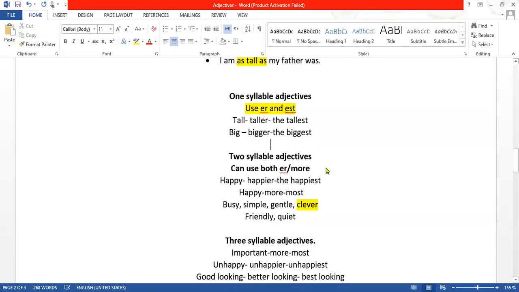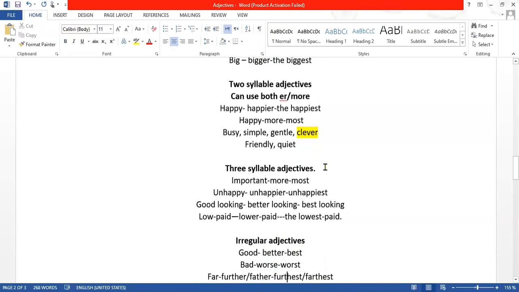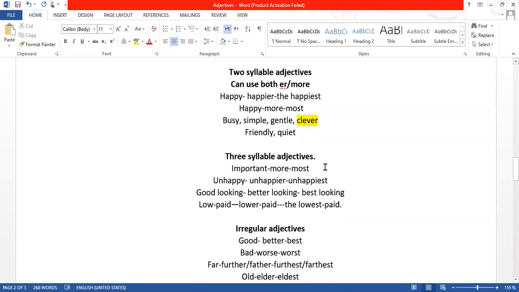So these two syllable words are always confusing. Remember, you don't know how to use more with it and most with it. For example, this busy, okay? We can say busier, he's the busiest person, or you can say he's the most busy person. So there are certain words that can take both forms. It can take ER with it, or it can also take more with it.